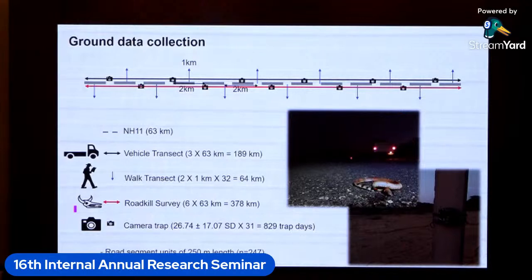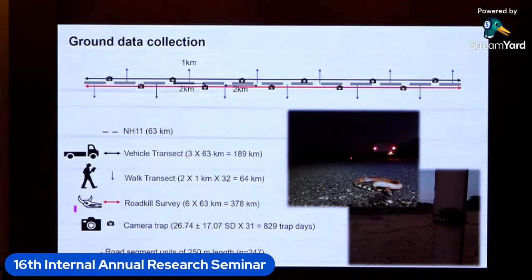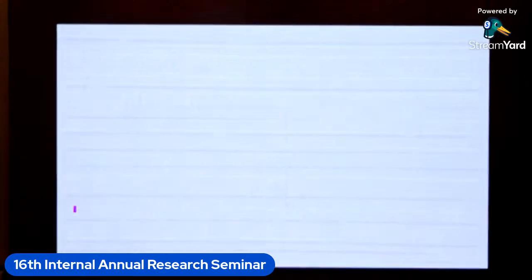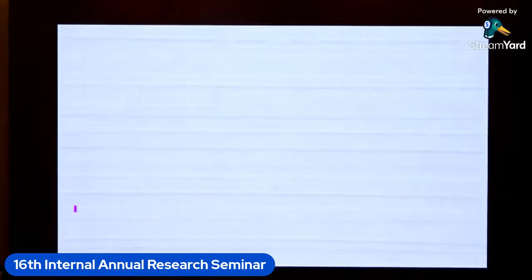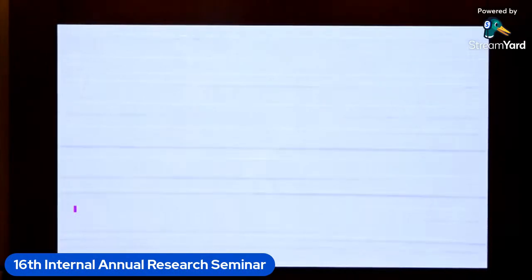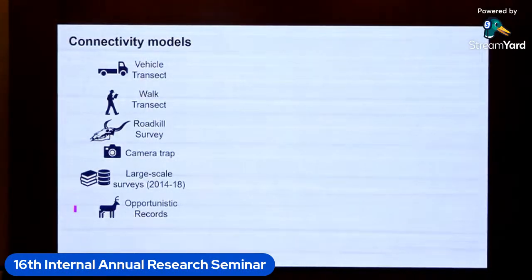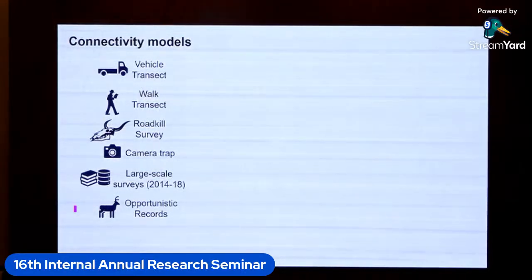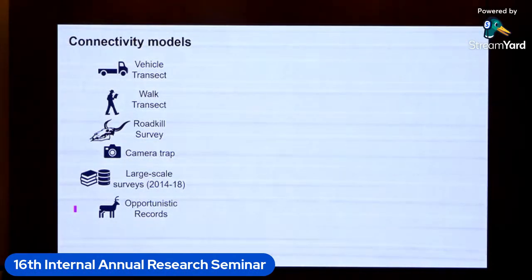Yeah, and for the analytical framework, we classified the road stretch into 250-meter segments. So basically, in total, we had 247 road segments. As I mentioned, we primarily focused on habitat connectivity and the status of collision for the animals. Coming to the connectivity models, we merged the field primary data with the large-scale Great Indian Bustard and associated species survey during 2014 and 18 with opportunistic records.